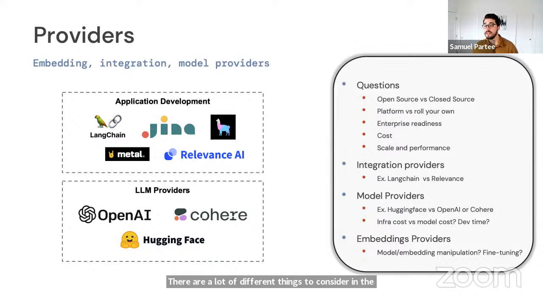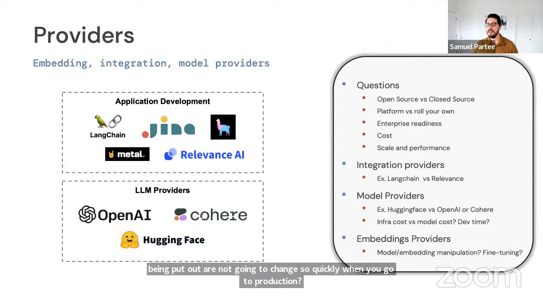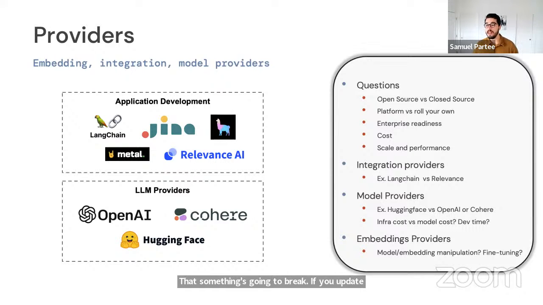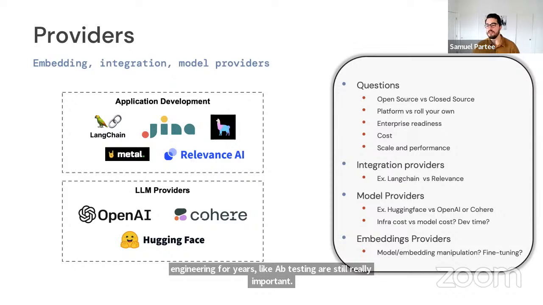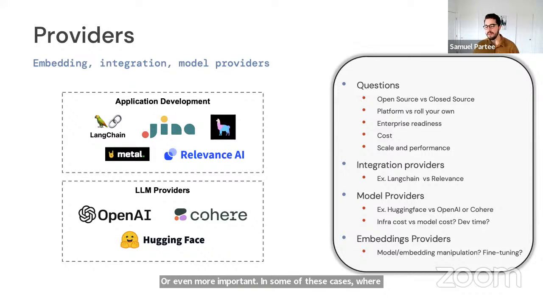Including integration providers. Can you trust that these providers that are being put out are not going to change so quickly when you go to production that something's going to break if you update your version there? And so strategies that have been in software engineering for years, like A/B testing, are still really important, or even more important in some of these cases where this space is so quickly moving, releases are happening on a daily cadence. So I talked about infra costs and model time, dev time.